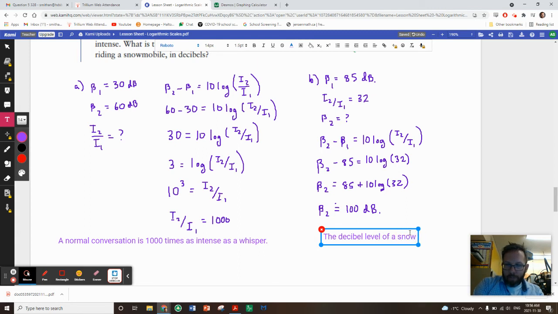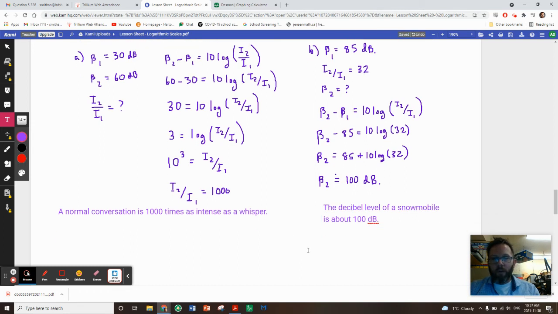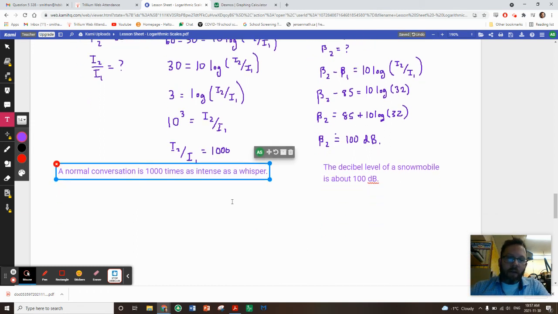The decibel level of a snowmobile is about 100 decibels. Okay, cool. So that's another example of a logarithmic scale in real life, sound intensity.